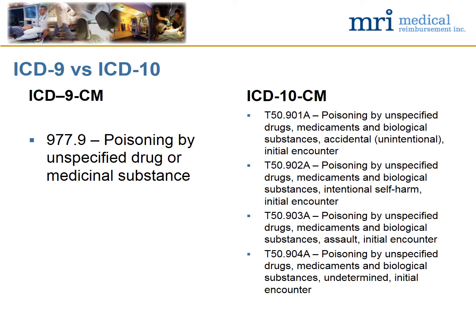So as you can see here, some examples of the poisoning codes. If we had an unspecified drug in ICD-9, we would use 977.9. In ICD-10, it gets more specific, and as you can see, the external cause codes that we would use in ICD-9 are now included in the code with ICD-10, such as intentional, unintentional poisoning, and so forth.